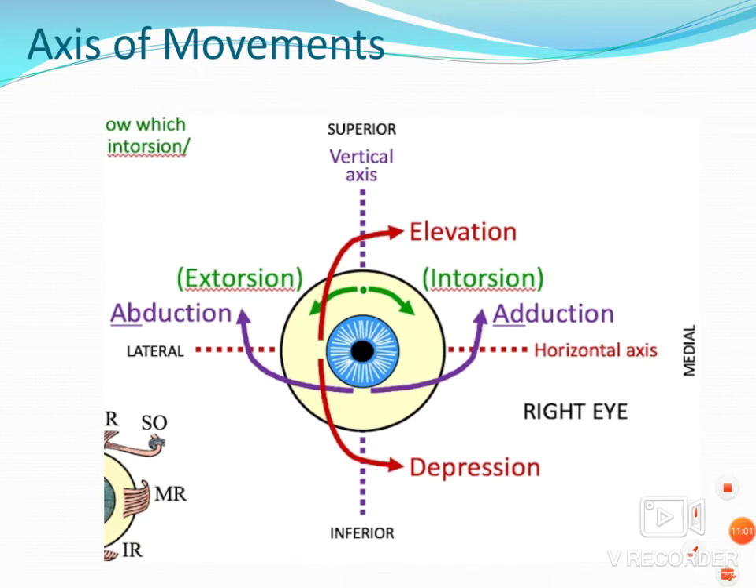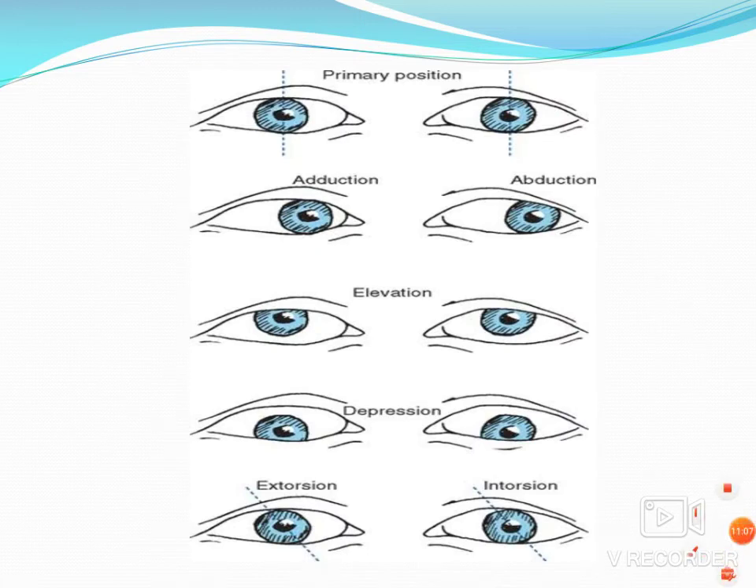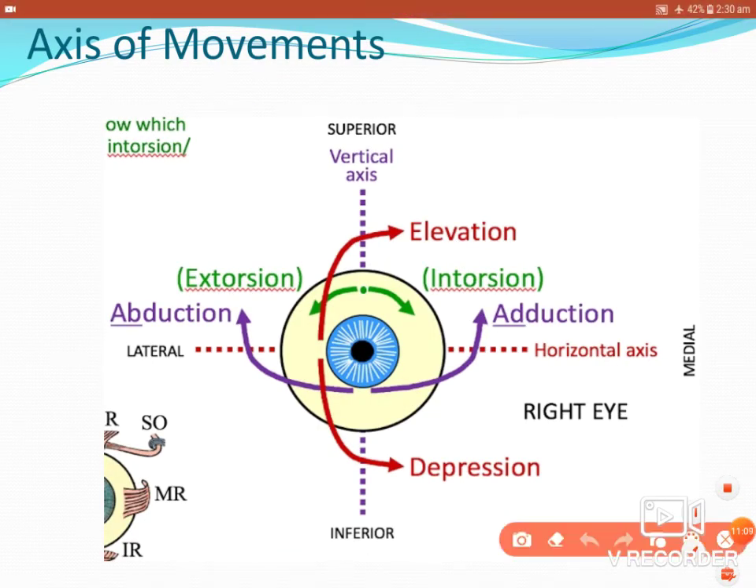Then here comes the axis of movements. Here you can see the axis of movements. So, the movements are here. There is adduction, abduction, elevation, then depression, then there is the intorsion and the extorsion. Okay. So, we will use the pupil as the point of reference for these movements.